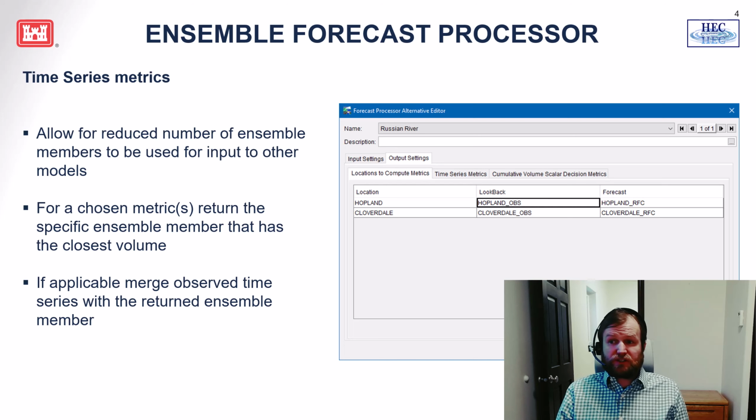Time series can also be generated through the Ensemble Forecast Processor. This allows for a reduced number of ensemble members to be used as input to other models. So for a chosen metric, let's say the 3-day 90th percentile volume, the Ensemble Forecast Processor first calculates the scalar metric and then returns the specific ensemble member that has the closest volume over the defined period. The returned ensemble member can then be used as input to the next model alternative within the SWMS forecast.